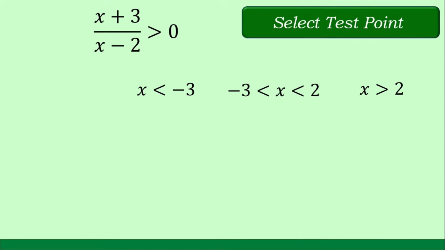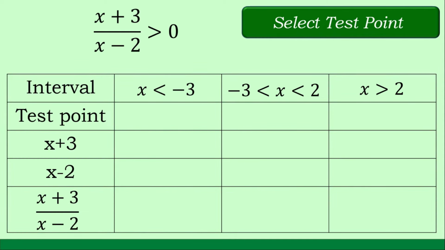We will create a table like this where we see the interval, the test point, where we also have here the numerator x plus 3, denominator x minus 2, and we have the fraction on the left side, or the rational expression, x plus 3 over x minus 2. Now, when we say test point, it's any point that satisfies the interval.